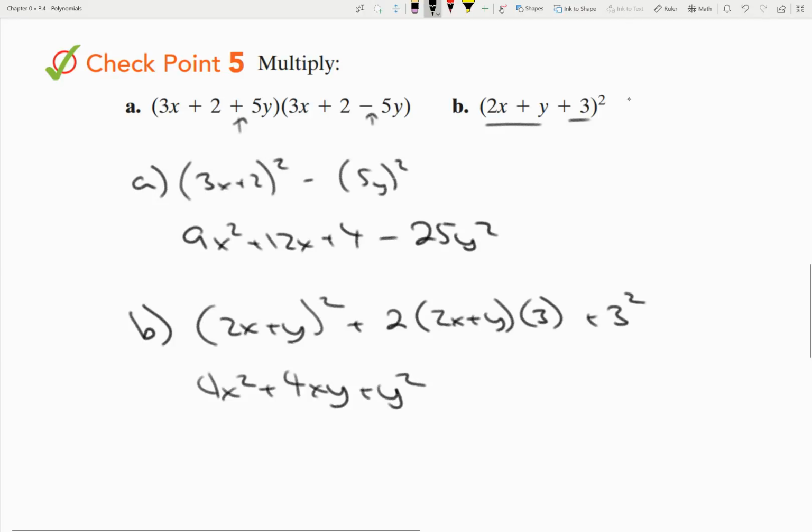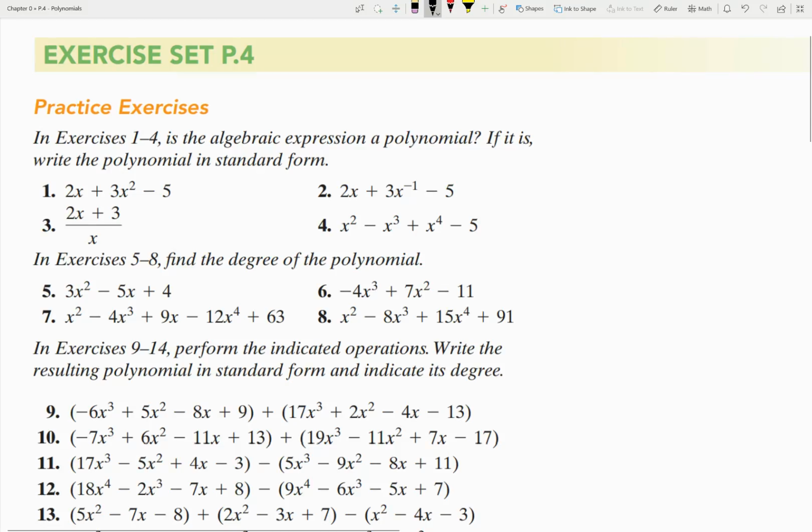Distribute the 2. 2 and the 3 should multiply together first. That's 6. And then the 6 times the 2 gives me 12x plus 6y plus 9. Okay. And again, I just use the commutative property to multiply these two first and then distribute the 6 across. Okay. So that was section P.4 Polynomials.